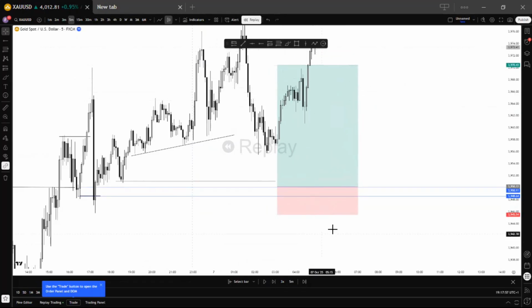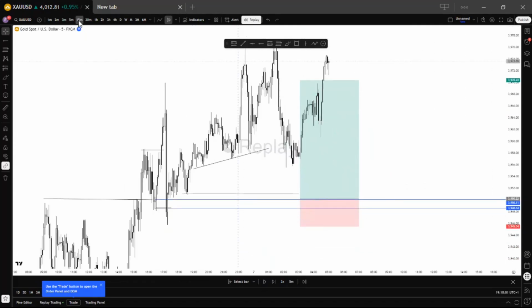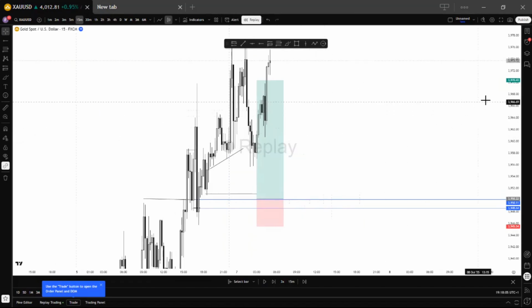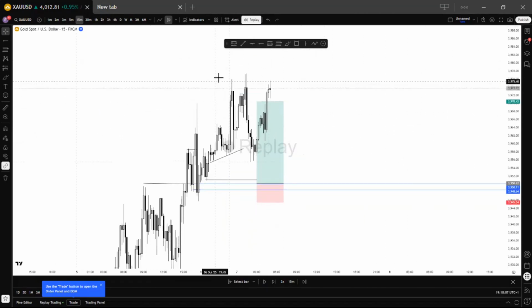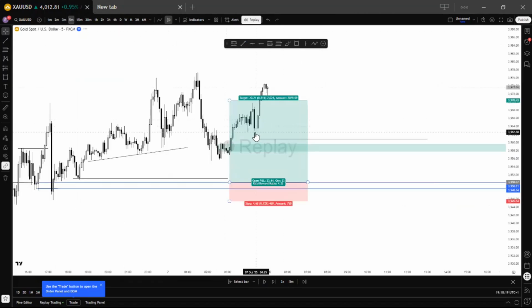Okay, now gold is doing something. So let's check maybe the 15 minutes time frame and see what's up. Now we have what I can call structural liquidity here, and then we also have this point of interest. So we're going to be looking out for that. If we go back to the 5 minutes time frame, we might be able to see.